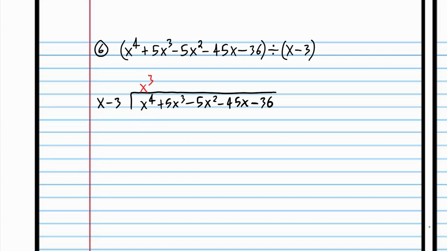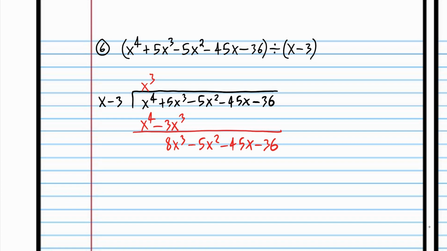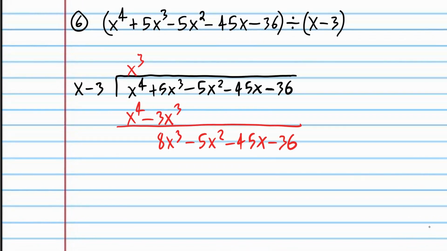That's step number 1. Step number 2, multiply the divisor by that number using the distribution property. So we get x to the 4th, which is what we should get, and negative 3x cubed. Step 3 is to subtract. And if we do that, we get 8x cubed, and we just bring down these terms because we're just subtracting 0 from those terms, which means they don't really change. Negative 5x squared minus 0 is negative 5x squared. Negative 45x minus 0 is negative 45x, so on and so forth. So that's cycle number 1. Now we move on to cycle number 2.